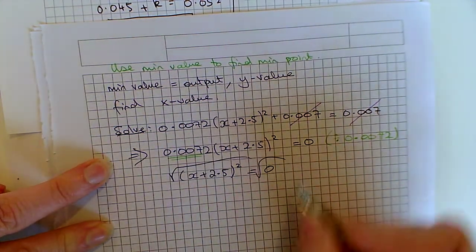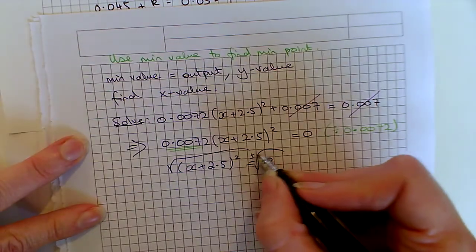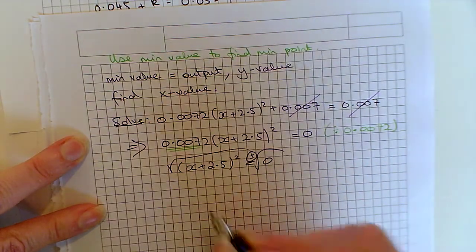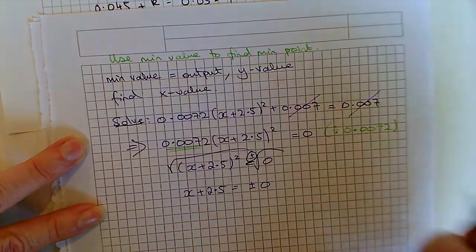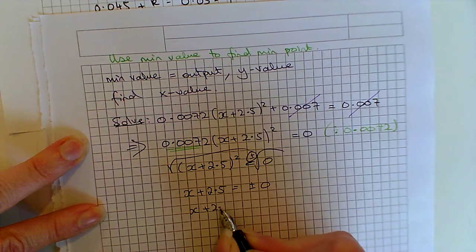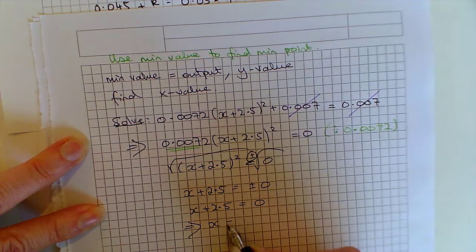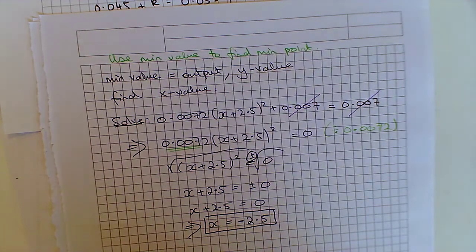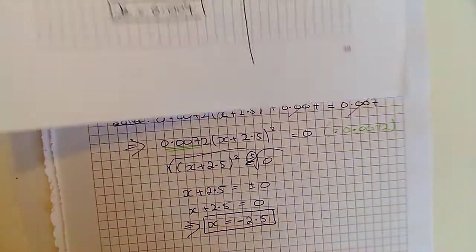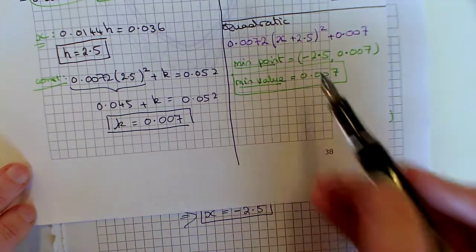Then I square root both sides. Now I said if we introduce the square root, we have to introduce plus or minus, but it doesn't really matter because it's of a 0. So if I'm saying that x plus 2.5 is equal to plus or minus 0, then x plus 2.5 is of course just equal to 0. We bring this to the other side, so x is equal to minus 2.5. So what we've done in this bit here is we've shown why the minimum point changes the sign, the minus 2.5.